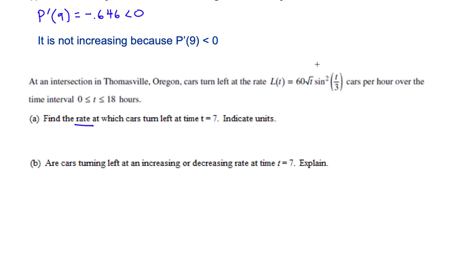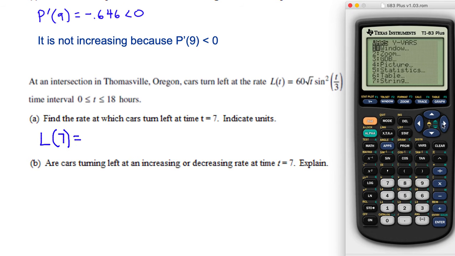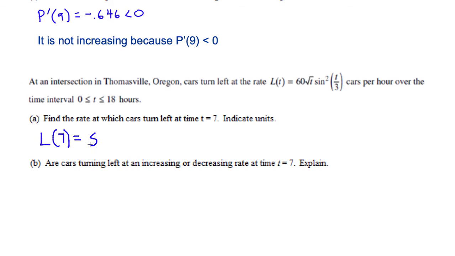So it's a rate, and this is already given to us as a rate. So it's just telling us to plug in 7 into your function. So what is L of 7? We do that by doing VARS, Y-VARS, enter, enter, Y1 of 7. And that's 83.000, and I'm just going to say that's 83. Indicate units. It's a rate of cars, so it's cars per hour. So let's write out cars per hour.